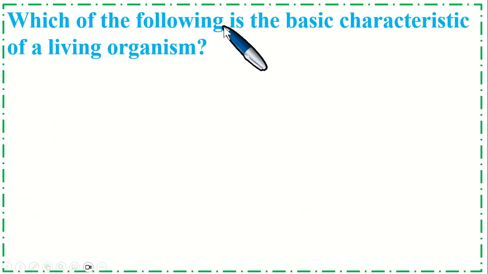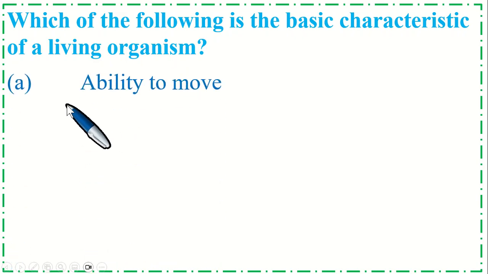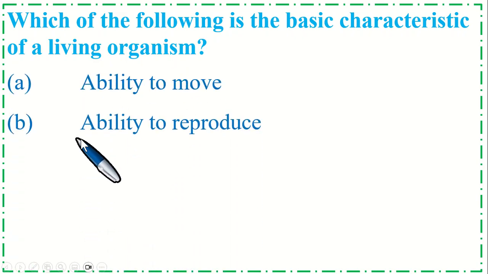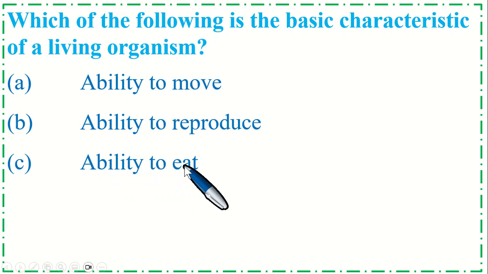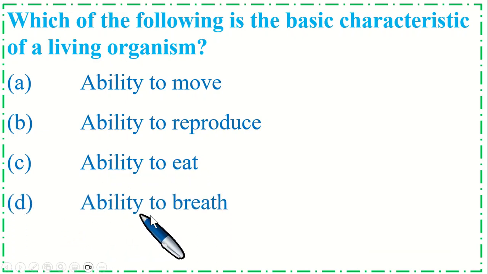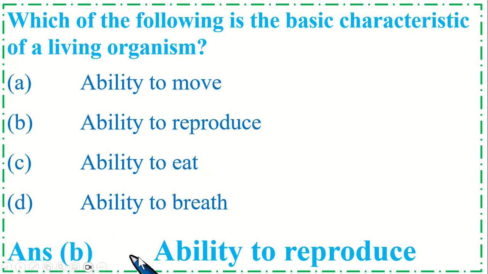Which of the following is a basic characteristic of a living organism? Option A, ability to move. B, ability to reproduce. Option C, ability to eat. And option D, ability to breathe. So the correct option is B, ability to reproduce.